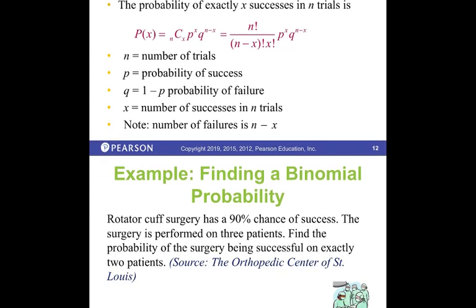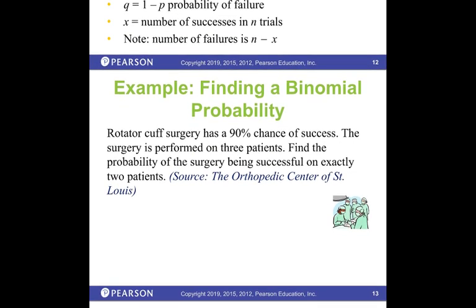Okay. Let's give this one a go. So it says rotator cuff surgery has a 90% chance of success. The surgery is performed on 3 patients. Find the probability of the surgery being successful on exactly 2 patients.